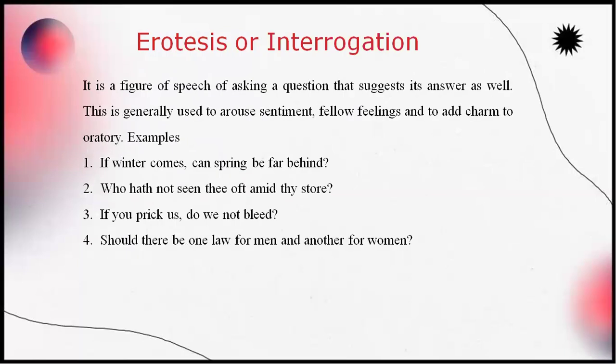Next is erotesis or interrogation. That is very easy. It is a figure of speech of asking a question that suggests its answer as well. This is generally used to arouse sentiment, fellow feelings, and to add charm to oratory. For example, if winter comes, can spring be far behind?